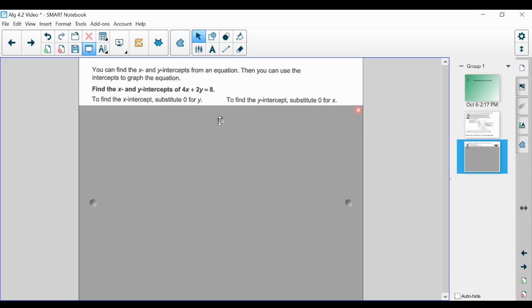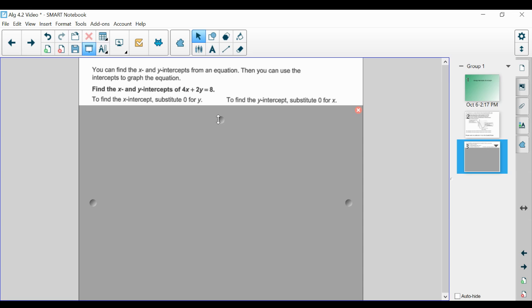To find these intercepts, we substitute 0 for the opposite. So if we're wanting to find the x-intercept on the left-hand side, we're going to substitute 0 for y because if we're on that x-axis, y is equal to 0 on that x-axis. Likewise, on the right-hand side, to find the y-intercept, we're going to substitute 0 for x because we're on that y-axis, so x is going to be equal to 0 every single time on that y-axis. So we substitute in for 0 and we get our value.